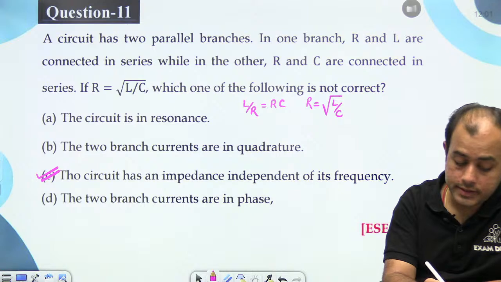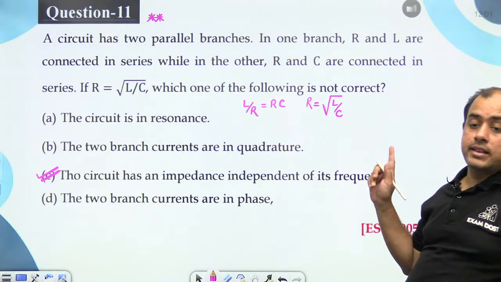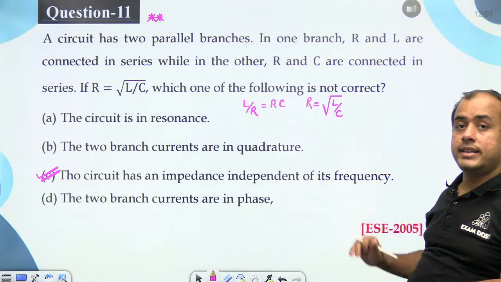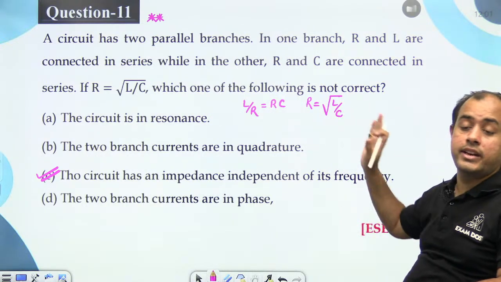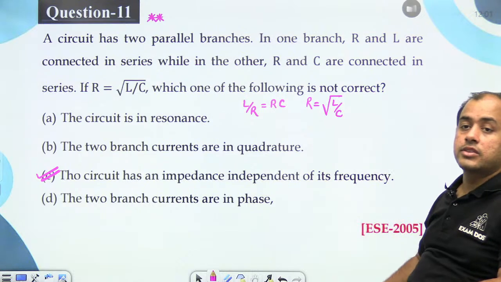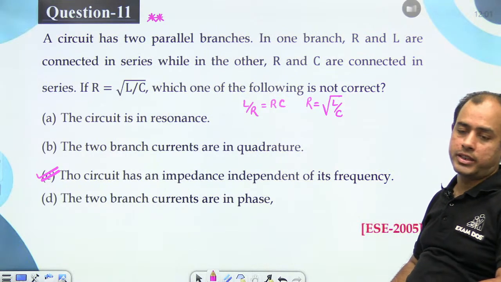तो देखो इस कॉन्सेप्ट पे ना काफी सवाल दिख रहे हैं ESE के अंदर. ये जो दो ब्रांचेस लगा रहा है, एक RL सीरीज एक RC सीरीज. In this concept we have seen at least 2-3 question out of just 11 questions. So that is why this is very important concept. Remember this for ESE.